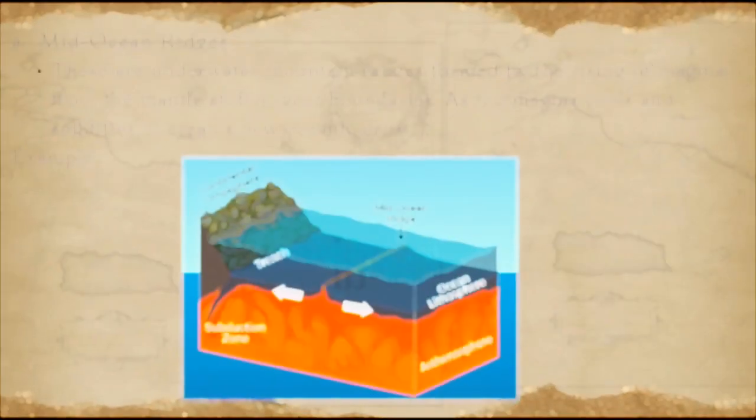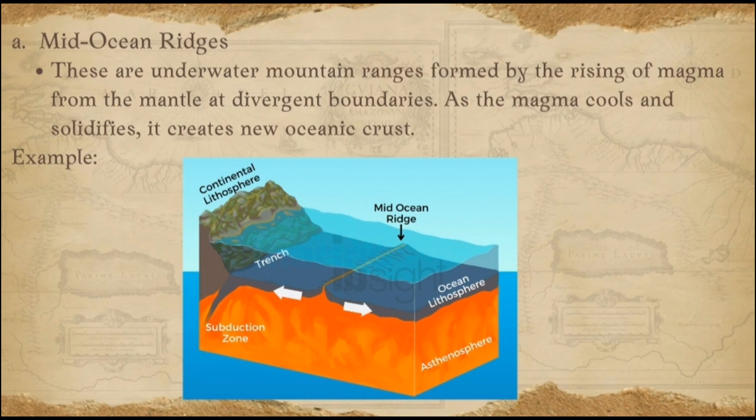Let's proceed to the mid-ocean ridges. Mid-ocean ridges are underwater mountains that are formed as the oceanic plates move apart and also formed by the rising of magma from the mantle at divergent boundaries. As the magma cools and solidifies, it creates new oceanic crust. This process is a fundamental mechanism in the process of seafloor spreading.